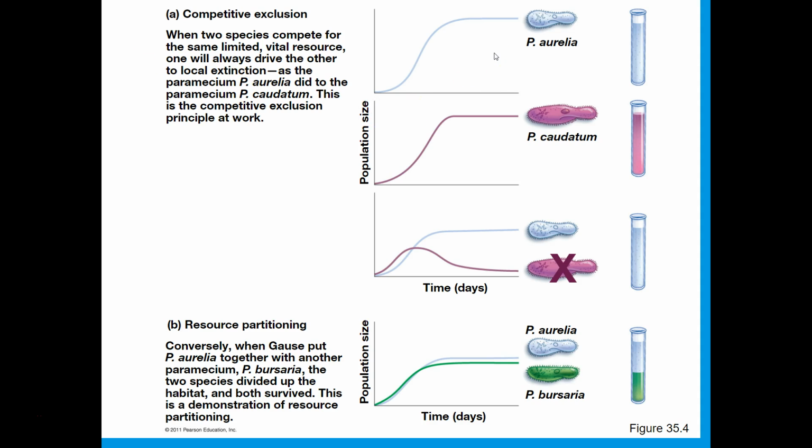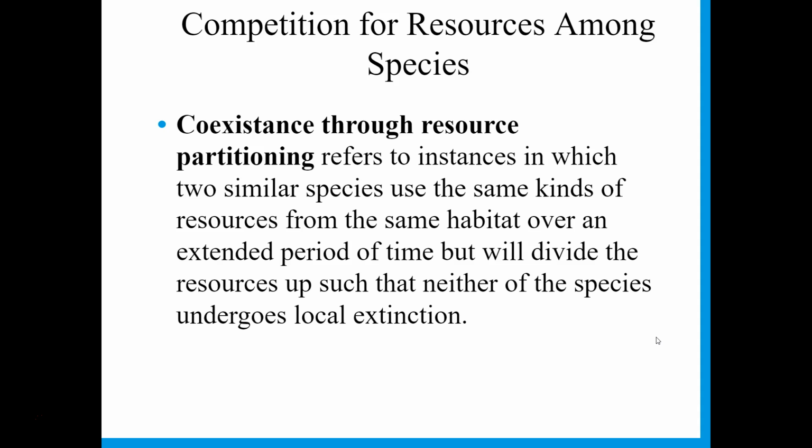So here are a couple of paramecia, and they're put into the same container. You can see one, P. aurelia, is fine on its own, P. caudatum is fine on its own, but when you put them together, one of them goes extinct. But if you put two species together, this is going to be resource partitioning, this is the next idea. If you put two species together that can coexist or utilize different resources, then they can both be fine. And so this one goes down to this next level. They split up the habitat of this test tube, and they're able to both live together in harmony.